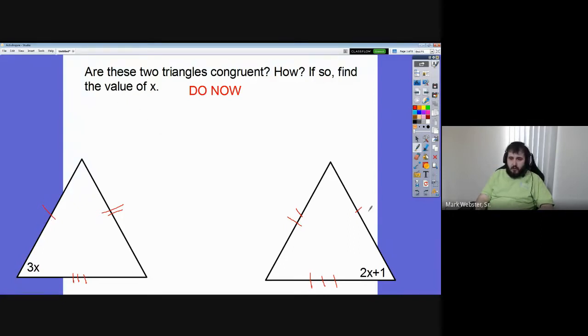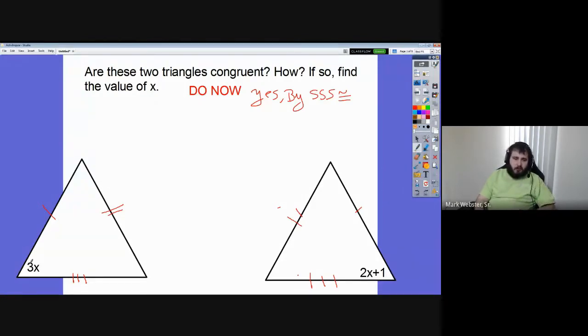I've got a 1 side, a 2 side, a 3 side. So that definitely tells me I've got side, side, side, right? So are they congruent? Yes, by side, side, side congruence. And if we labeled these and named them, we could give the names for them. But here we don't have to, because our goal isn't to show that they are. Our ultimate goal is, if they are, then find the value of x.